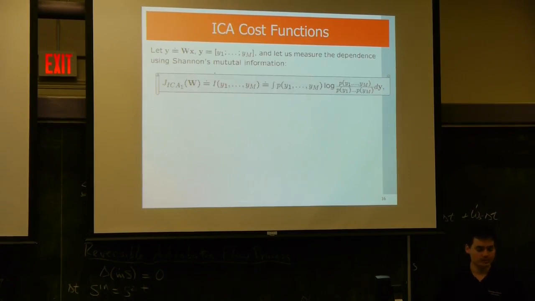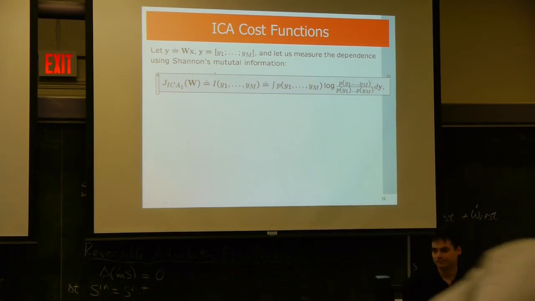Cost functions we can use, and we already discussed that one cost function is mutual information. The only problem with this is that it's very difficult to estimate, right?